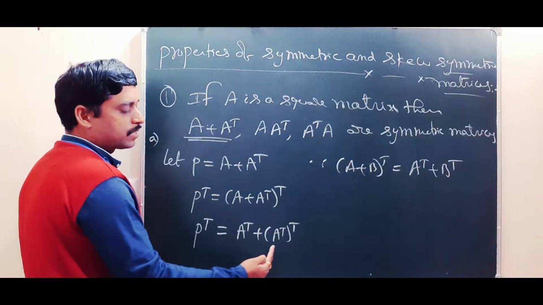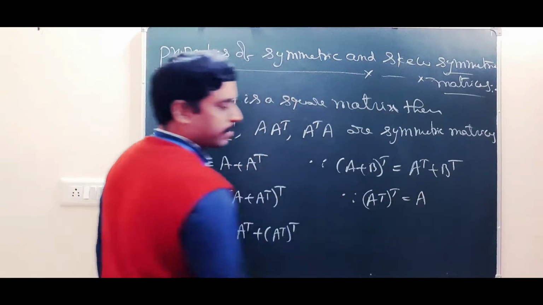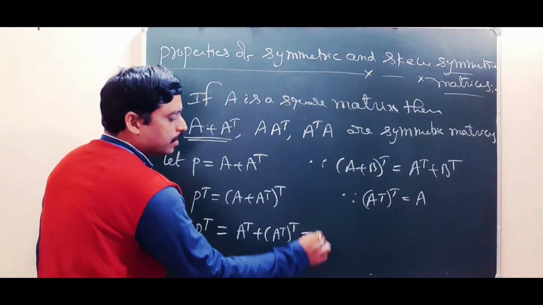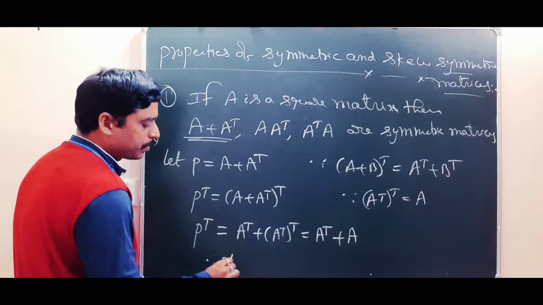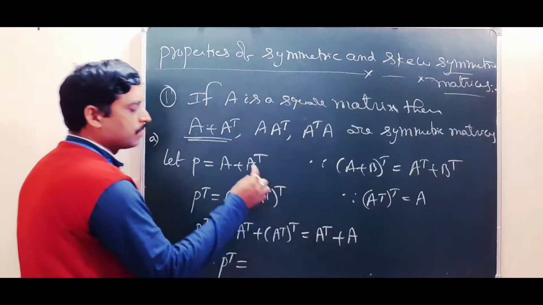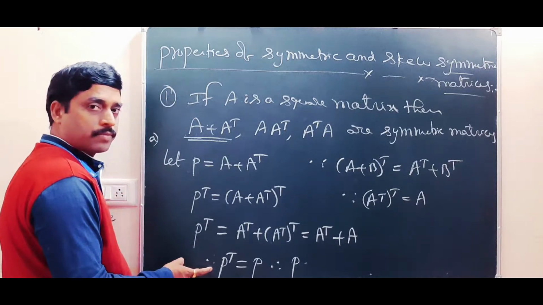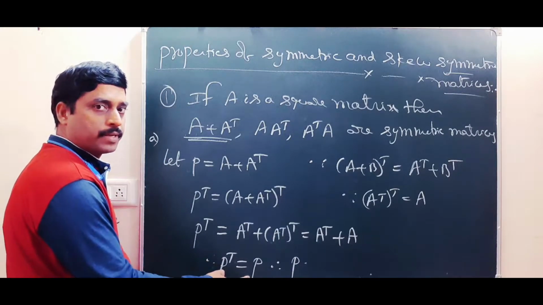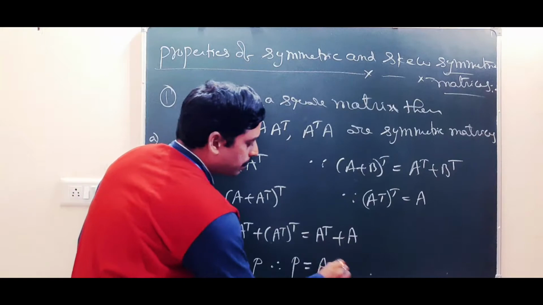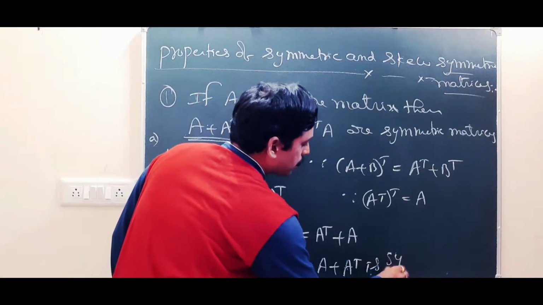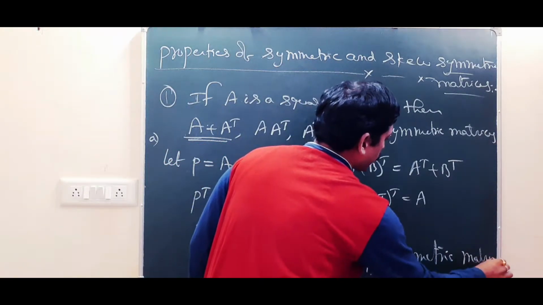Now taking transpose on both sides, P transpose equal to (A plus A transpose) whole transpose. We have the transposition property (A plus B) whole transpose equals A transpose plus B transpose. So P transpose equals A transpose plus (A transpose) whole transpose, where A is placed in A and B is placed in A transpose. We have (A transpose) whole transpose equal to A. Therefore P transpose equal to A transpose plus A, which is nothing but P. Therefore P is a symmetric matrix. What is the definition of symmetric? If P transpose equal to P, then P is called a symmetric matrix. Here P is equal to A plus A transpose, which is a symmetric matrix.